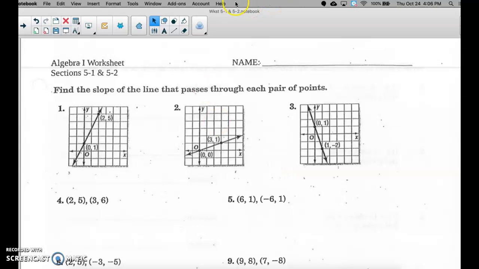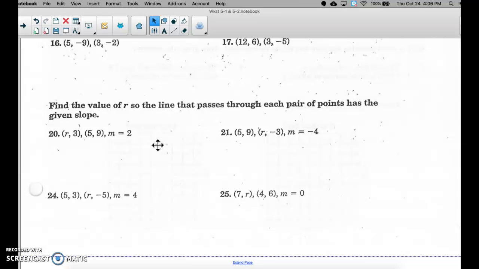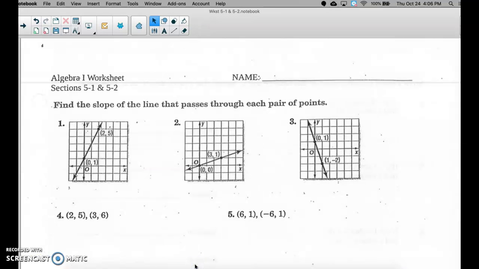Hey there, this is going to be the explanation video that I promised you for worksheet 5.1 and 5.2 that we did in class today. I'm not going to do every problem on this worksheet just because a lot of them are repetitive, but if you can get one or two problems and see how those are done, I think the other ones will come easier. So let's just start on the front page with this number 1.